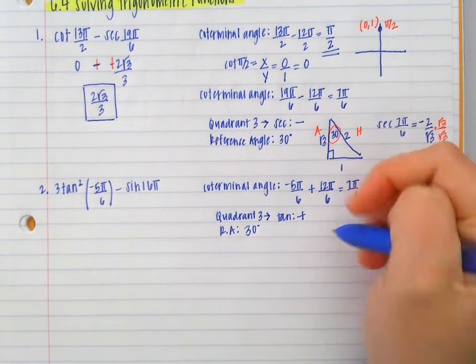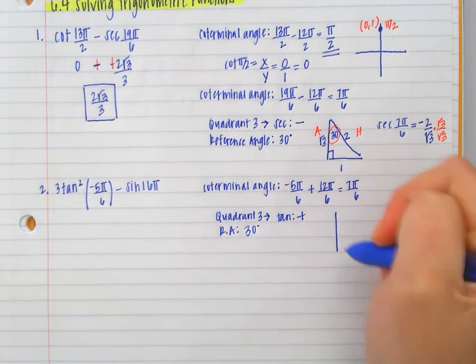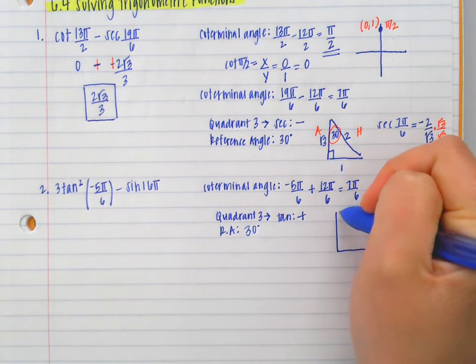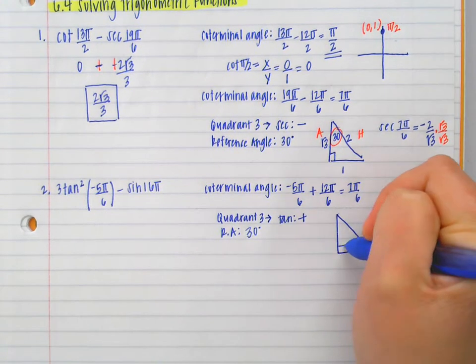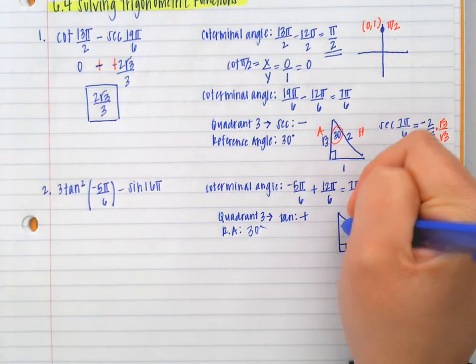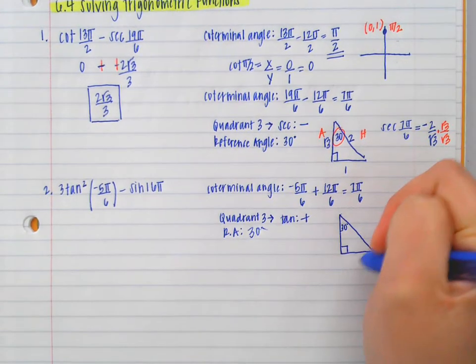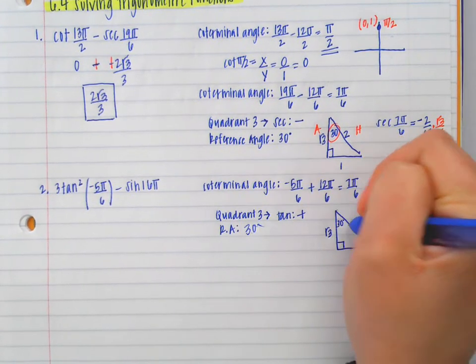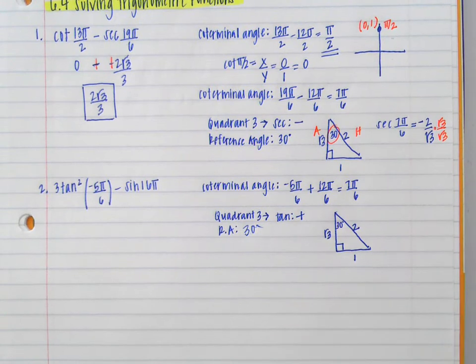So we can draw our special right triangle. Now, I usually don't draw it every single time. Like I told you guys before, I would write all my triangles up on top and just use those throughout. But for the sake of doing each problem, I'm going to write it out.